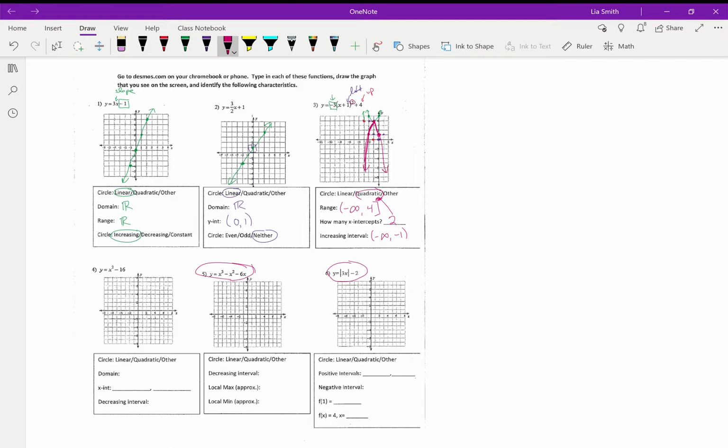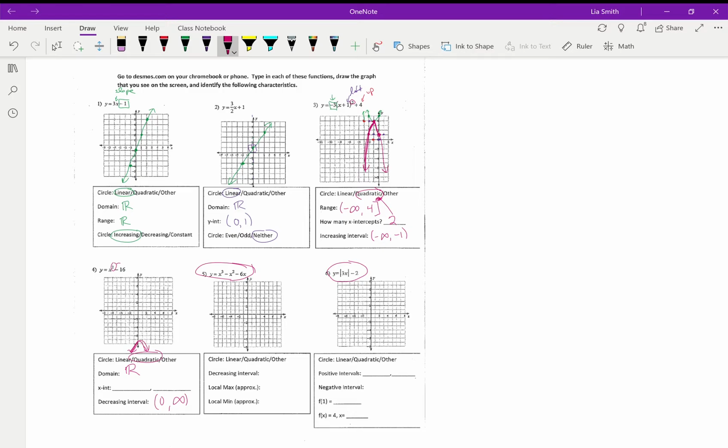So let's quick, you know what? This one's not even going to fit on our graph. So let's walk through this one because we know it's quadratic. Okay, the domain is going to be all real numbers. And let's talk about the decreasing interval. I know it's going to be way down here because that negative 16 tells me to go down. So the decreasing interval is going to be from 0 to positive infinity.